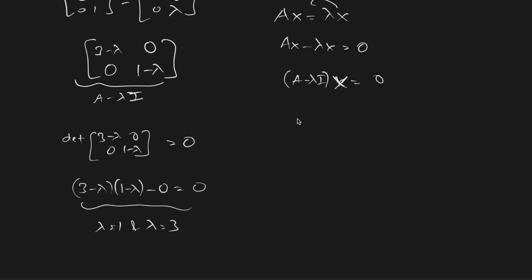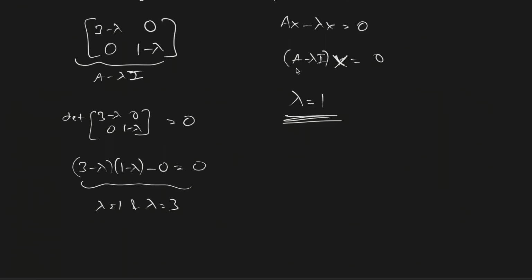Firstly, I'll do the procedure for lambda equals 1. To compute the A minus lambda I matrix for lambda equals 1, I'll substitute 1 in this matrix here, which is [3 minus lambda, 0; 0, 1 minus lambda]. So I'll get [2 0; 0 0].